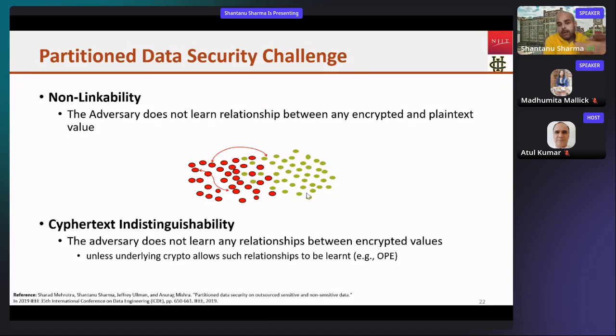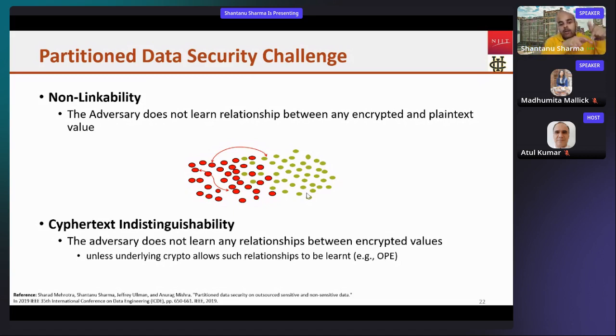I will go over this part, and to achieve the security against these things, in addition to achieving the security against the side channel attacks, as you have seen in the previous slide, we need to deal with two new things. First is known as non-linkability. It means during the query execution, the adversary cannot relate anything between the encrypted data, the ciphertext, and the clear text data. That means if two values, one in the encrypted data and another in the clear text data, relate to the same value, the adversary can never know this based on the query execution.